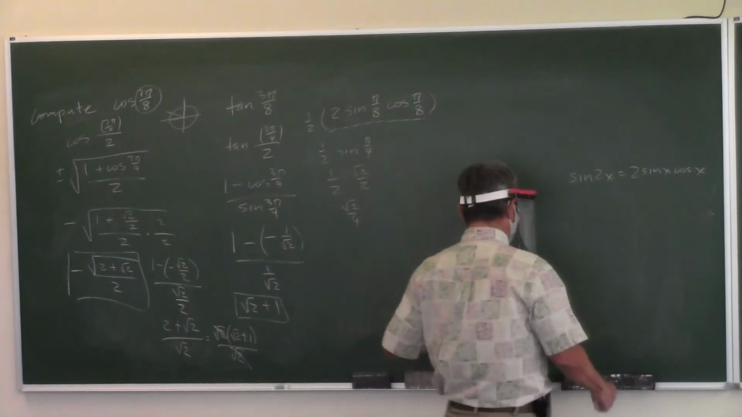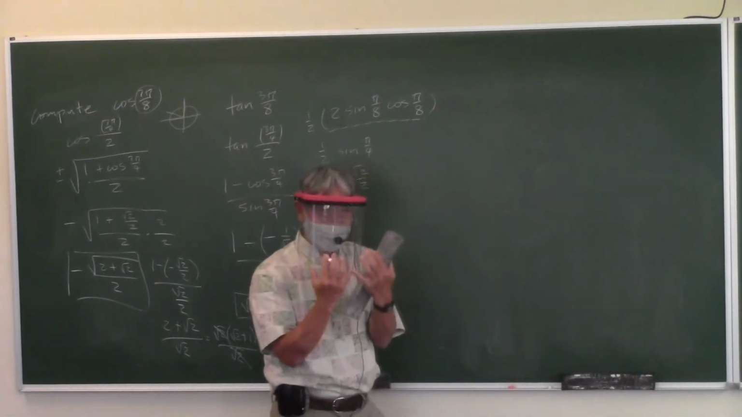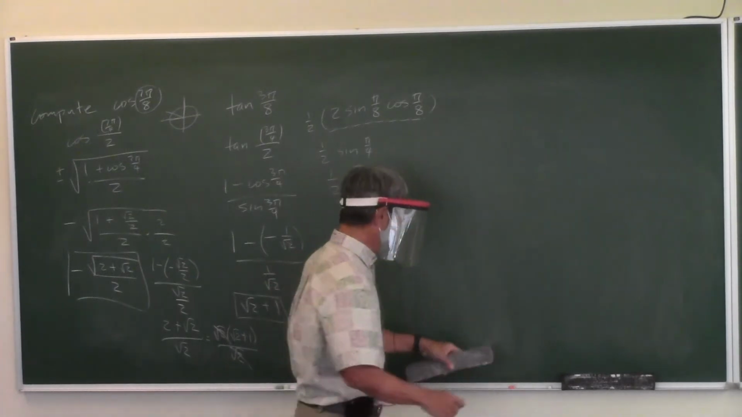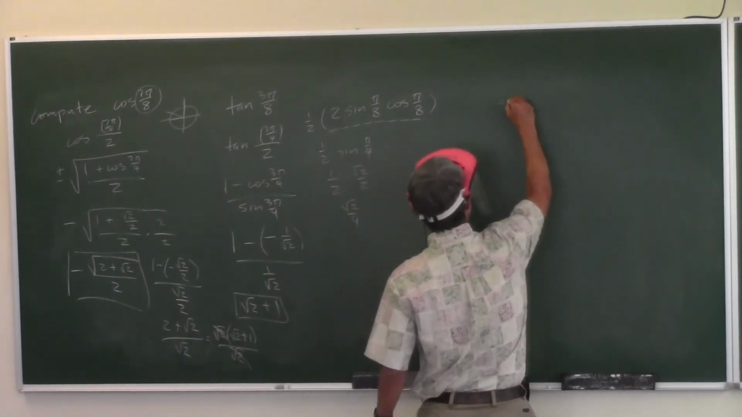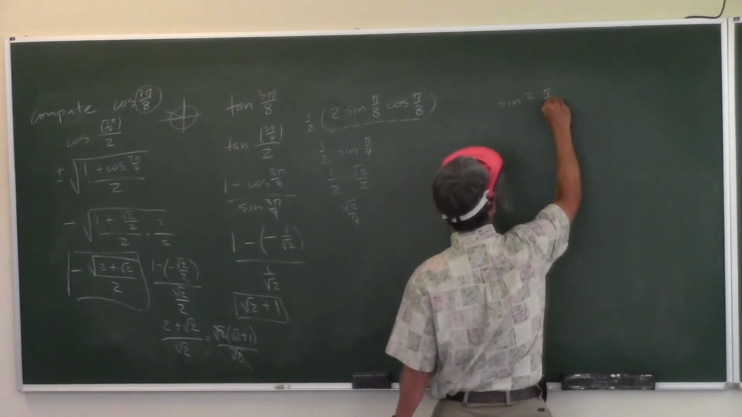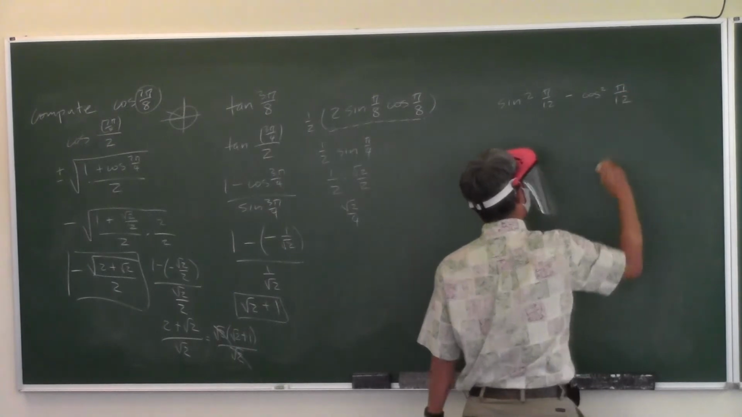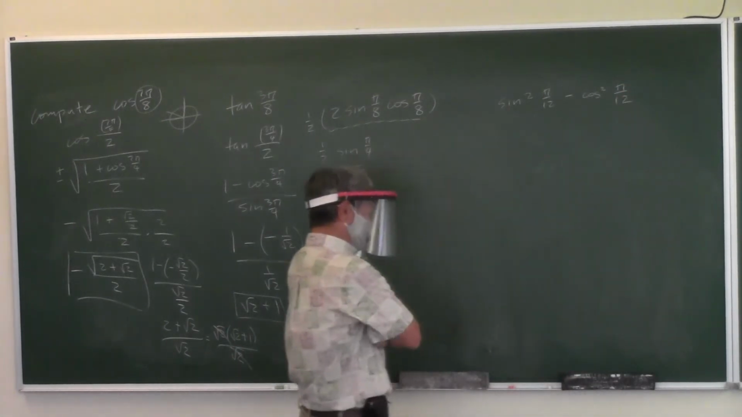Okay, let's do another one. That's why these identities have to be at your fingertips. Okay, here we go. Sine squared pi over 12 minus cosine squared pi over 12. I hope I'm not doing the exact homework problems.